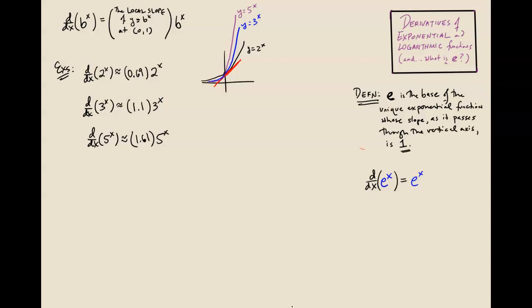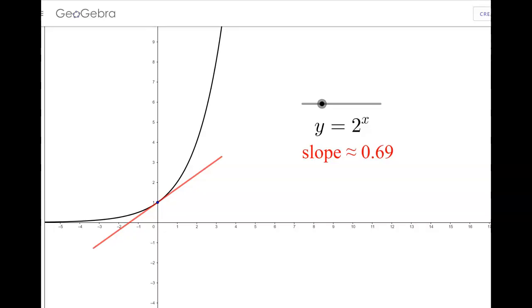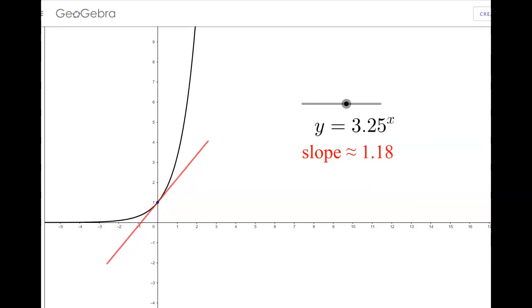But we've answered the first question here. What is e? Well, I've given you the definition. It's the base of the unique exponential function whose slope as it passes through the vertical axis is 1. Now, what's the numerical value of e? If I wanted to say e is approximately equal to some number, we know that it's bigger than 2 and smaller than 3. Can we say more than that? We can squeeze a little more information out of that GeoGebra graph. Okay, the slope is 0.69 for y equals 2 to the x, and when we get to 3 to the x, we said it's going to be 1.1. So it's somewhere in between that.